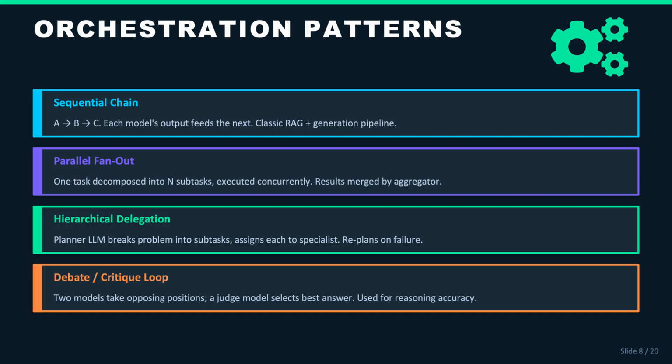And the debate or critique loop pattern pits 2 models against each other on a problem. One proposes, one critiques, and a judge model selects the best answer. This is proven to significantly improve reasoning accuracy on complex analytical tasks. In practice, sophisticated workflows combine multiple patterns within a single request.